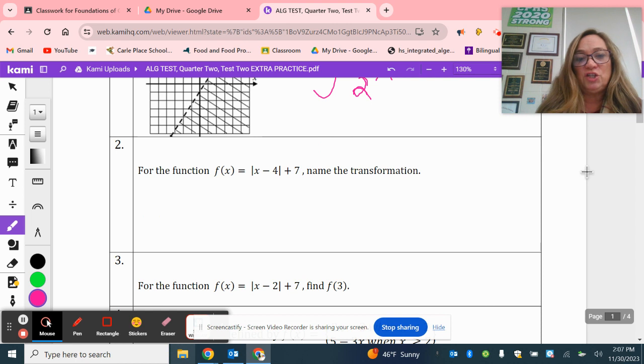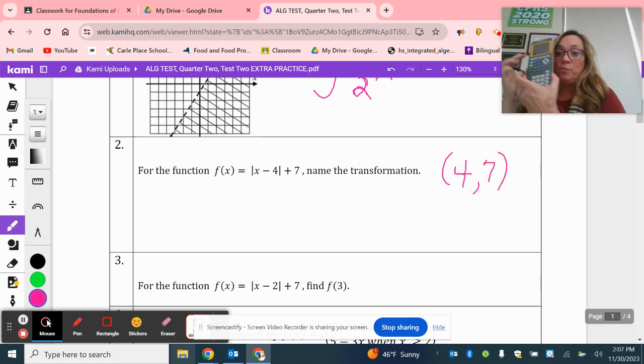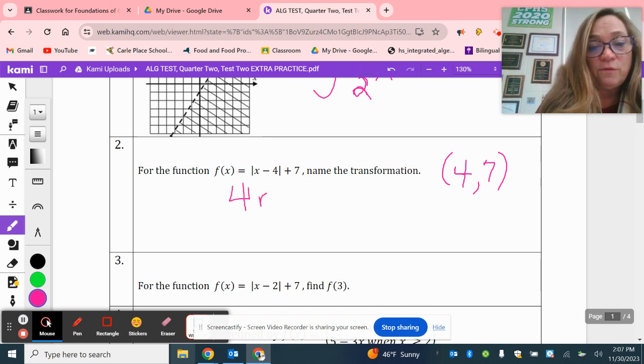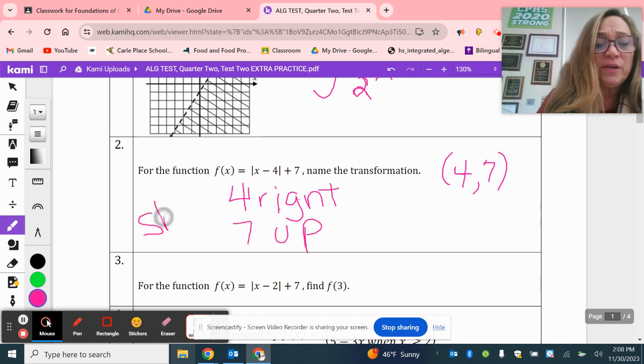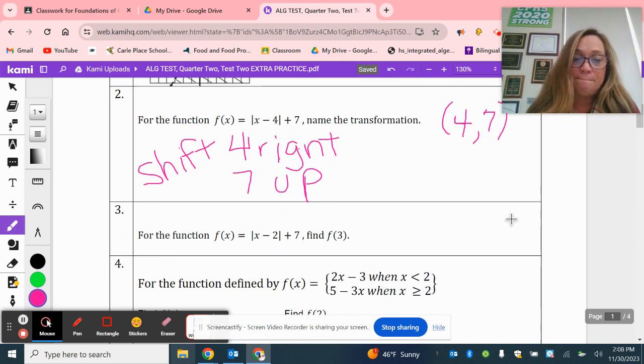All right, so for the function, f of x equals the absolute value of x minus 4 plus 7. So basically, this has to do with where is the vertex. So you can use your calculator and you'll find that the vertex is at (4, 7). So again, you can put that into your calculator. Since the vertex is at (4, 7), that would be 4 to the right, and again, you can use your calculator, and 7 up. Usually the word that we use with that is shift. Okay, so a shift of 4 to the right and 7 up.